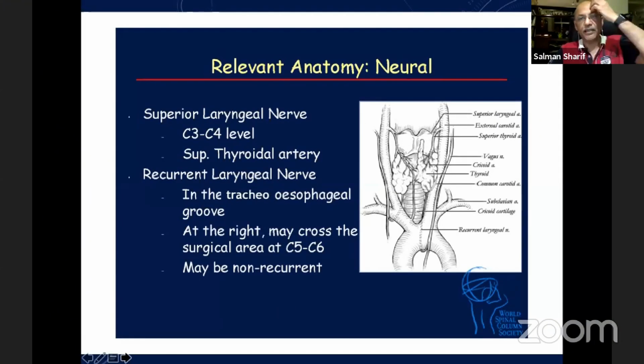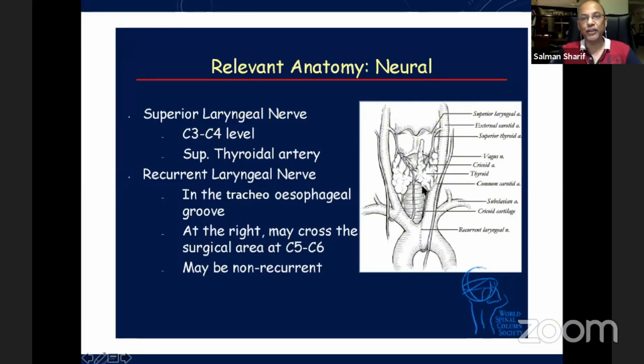And they lie underneath the longus colli, and you need to remember that. The superior laryngeal nerve is at the C3-4 level. The superior thyroid artery is at the same level as well. The recurrent laryngeal nerve is in the tracheo-esophageal groove, as we talked about. On the right side, it may come across at C5-6 and may not recur. So that's important to understand as well.